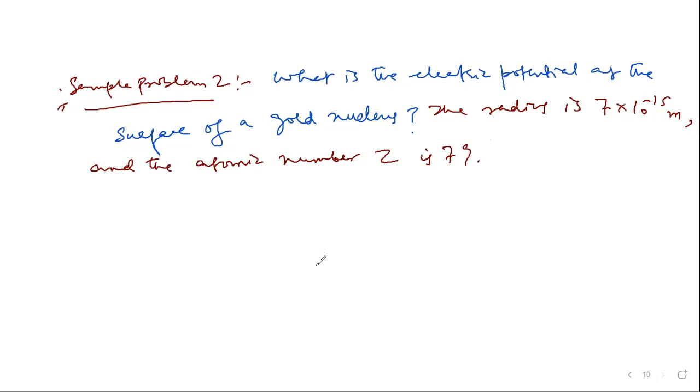So the nucleus, assumed spherically symmetric, behaves electrically for external points as if it were a point charge located at its center, right? So we treat this gold nucleus as a point charge located at its center, or use the expression V is equal to 1 by 4 pi epsilon naught Q by R. Now Q is the charge of 79 protons. Charge on each proton is 1.6 into 10 to the minus 19 coulomb. So solution is simple.